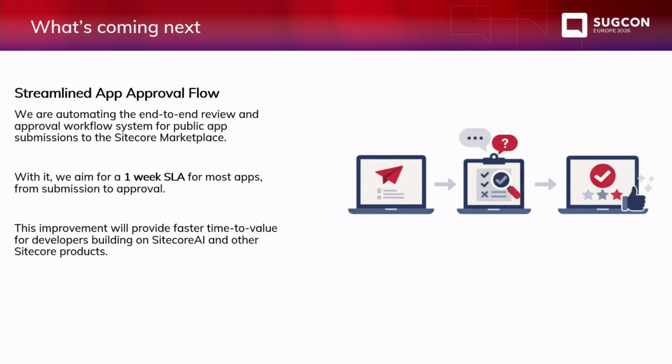Our next big move that we are working on is the streamlined end-to-end app approval flow for public submissions. The goal here is to automate the review pipeline from submission through validation and checks to final approval. Our target here is a one-week SLA for the majority of public app submissions, from submission to approval, so partners and app developers can plan launches with confidence. Of course, this will depend on the app complexity. The payoff of this feature is faster time to value for developers building apps and for the whole product ecosystem, which will result in more apps shipped, faster iteration, and quicker customer adoption.